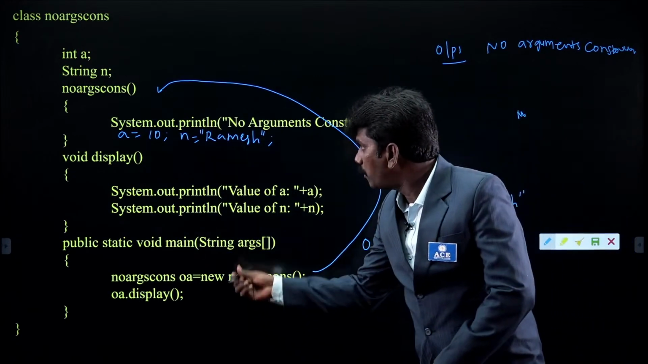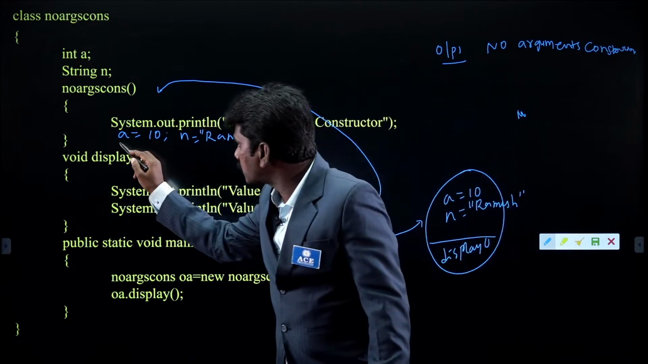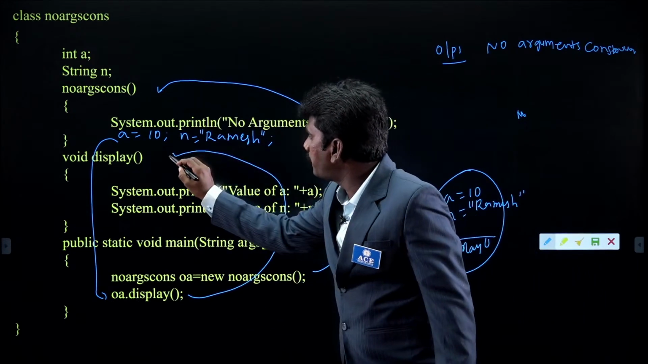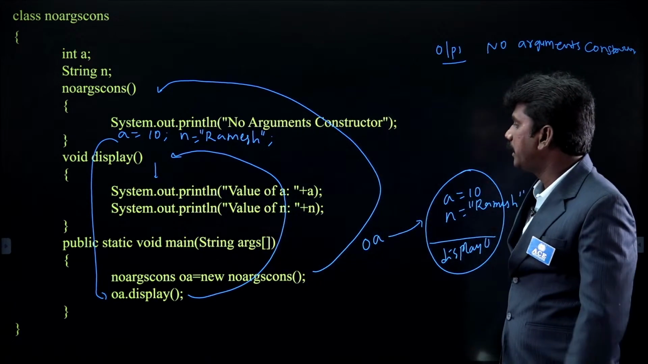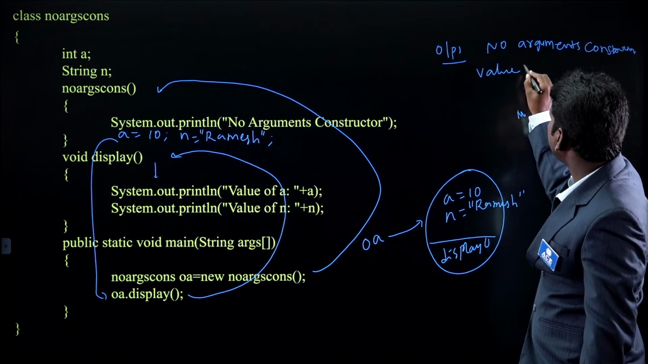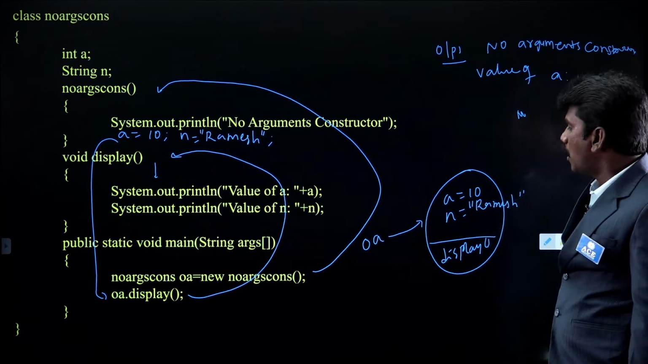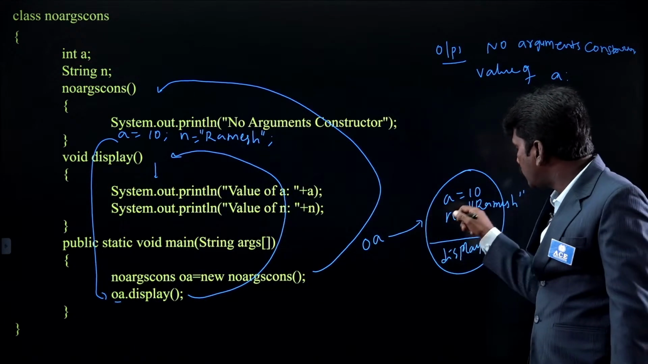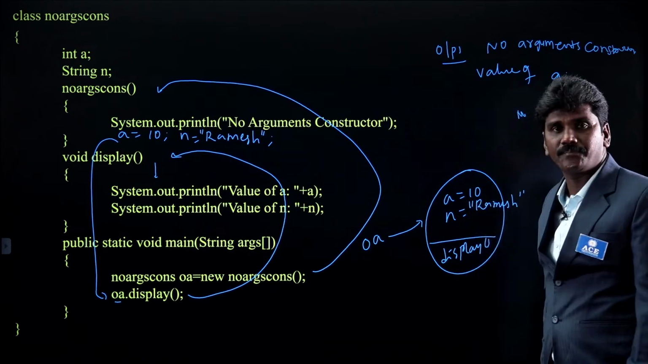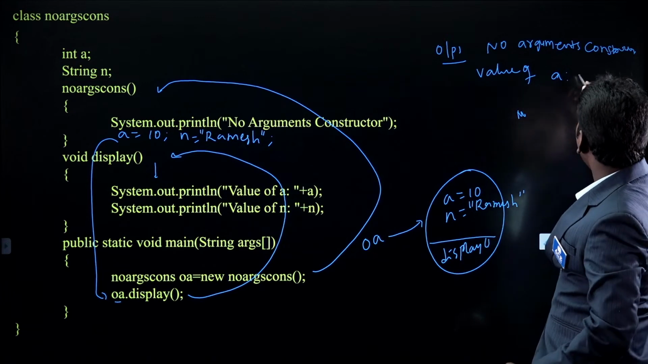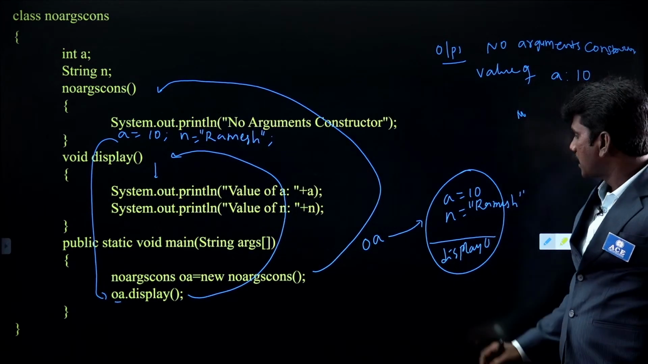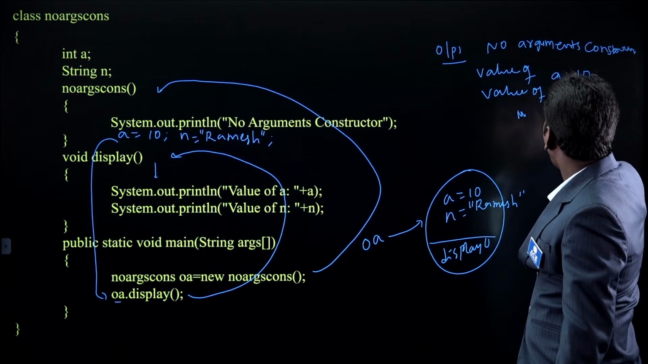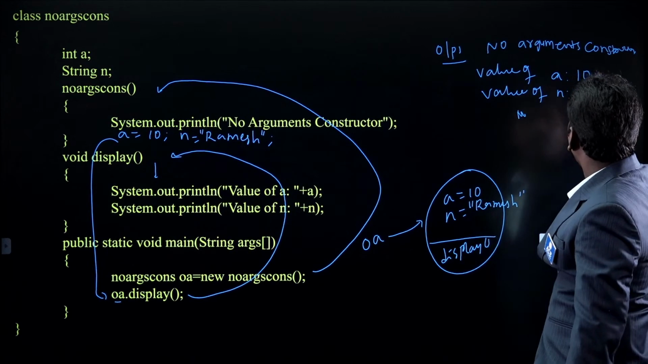Now these statements are finished and control comes back to the next line in the main method, that is OA.display. Again the control goes to the display method and starts executing here. System.out.println value of A colon. What is the A value? This display method is called by the reference variable OA, so it checks the value inside A. A is equal to 10, right? So the value of A will be printed as 10. Then the next statement is value of N. What is the N value? Ramesh is there.